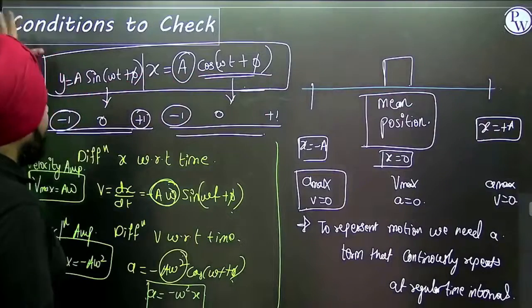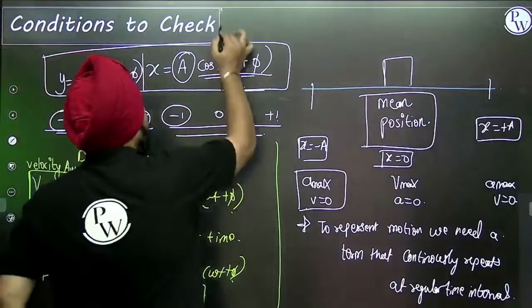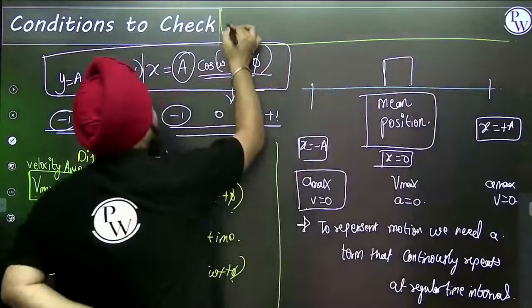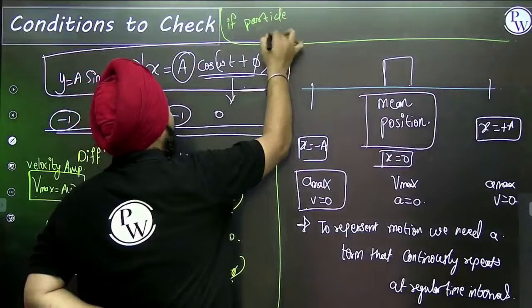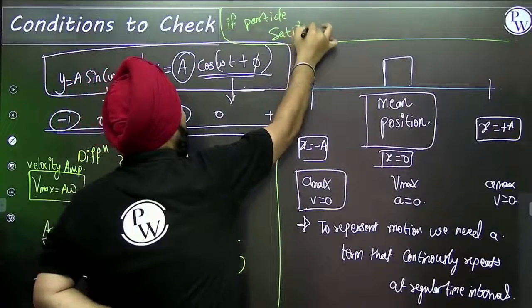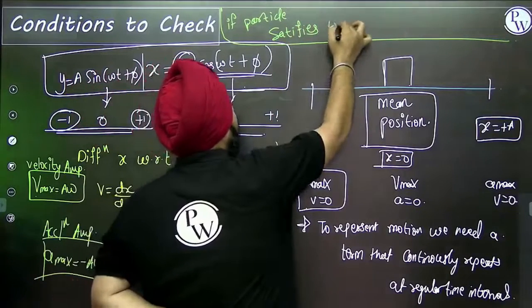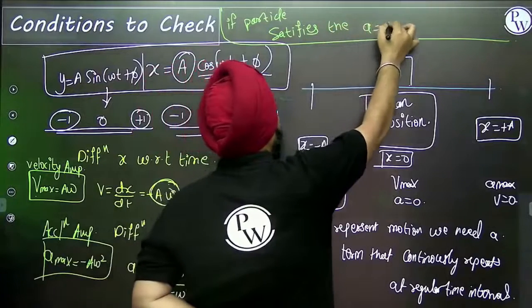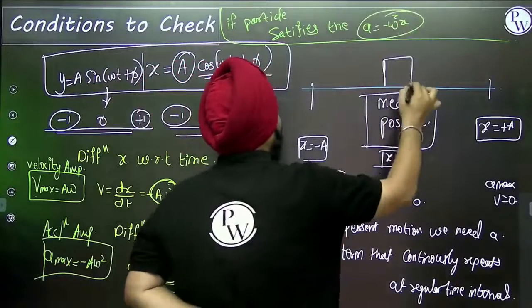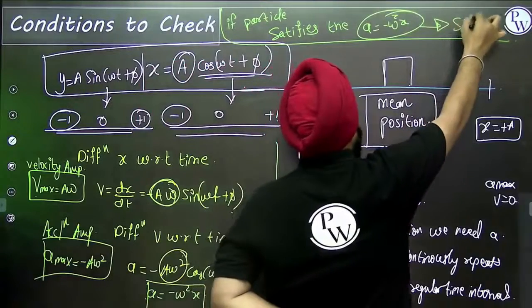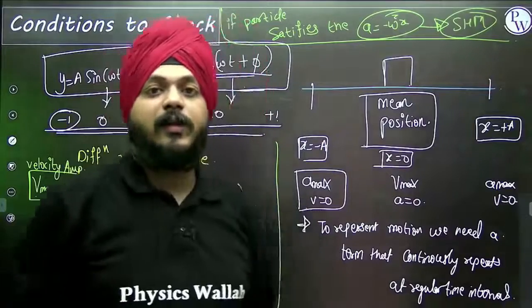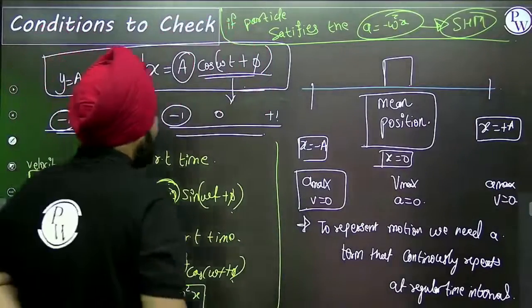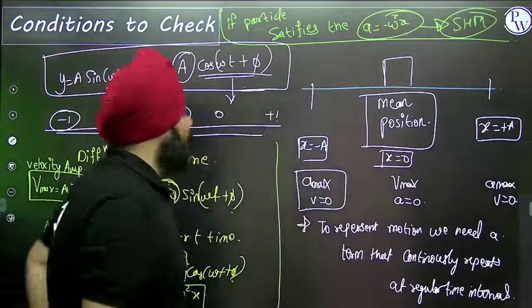So what is the condition? If a particle satisfies the equation A is equal to minus omega square x, then we can say the particle is performing SHM. We can say the particle is performing the SHM. So these are the equations. Now we are going to discuss these equations in detail and the respective parameters.